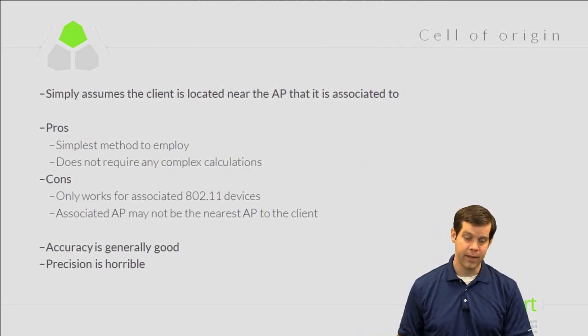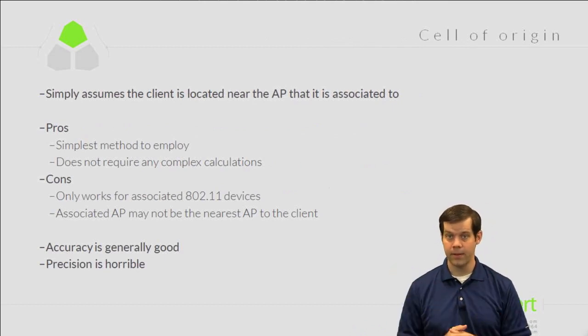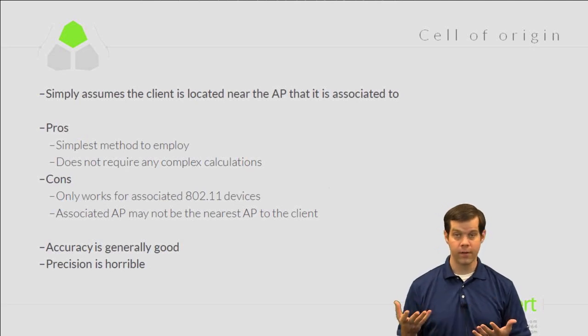All right, now let's actually dig into the topics themselves. First one we'll talk about is cell of origin. This is about the most basic thing you could ever really do. This simply assumes that the client is located near the AP that it's actually associated to. So what's good about this?